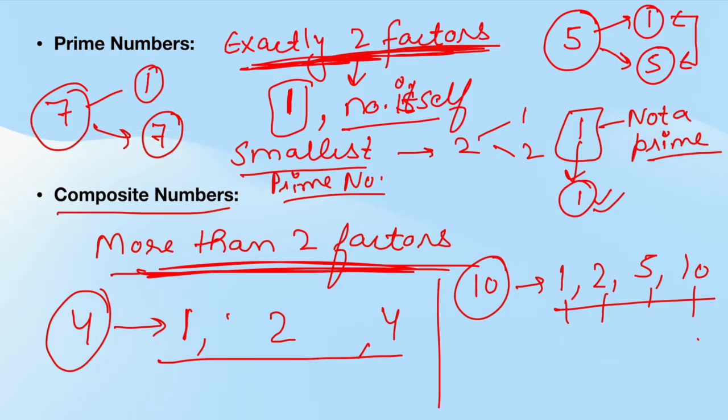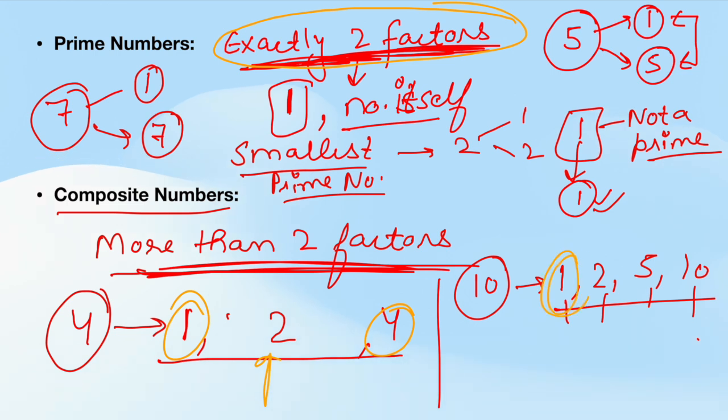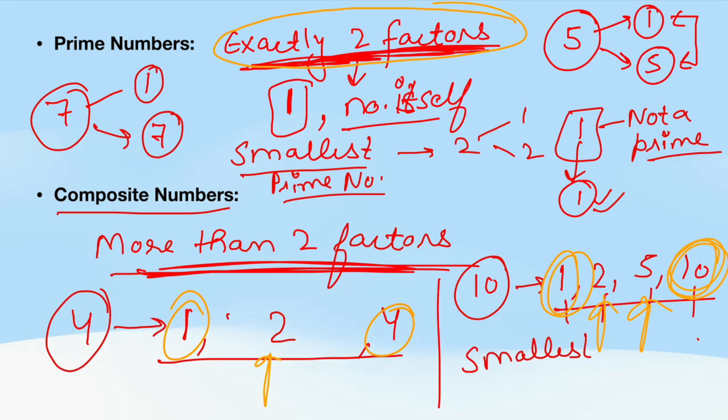So the simple definition is, prime numbers mean exactly two factors, means they are just divisible by 1 or the number itself. But when we talk about composite numbers, along with 1 and the number, they are divisible by some additional numbers as well, right? Like 10 is divisible by 1, 10, and 2 and 5 as well. Clear? So what is the smallest composite number? The smallest composite number is 4.